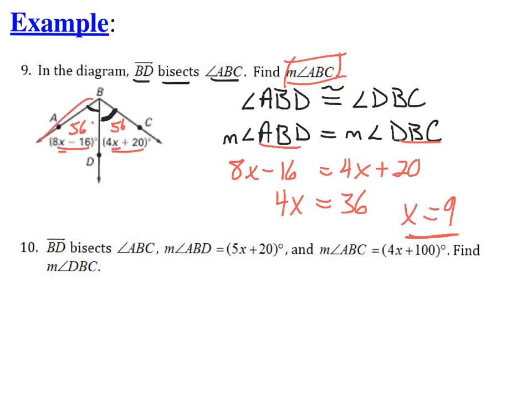Then the measure of angle ABC, using the angle addition postulate, I can add up the two smaller angles, which gives me 112. So the measure of angle ABC equals 112.